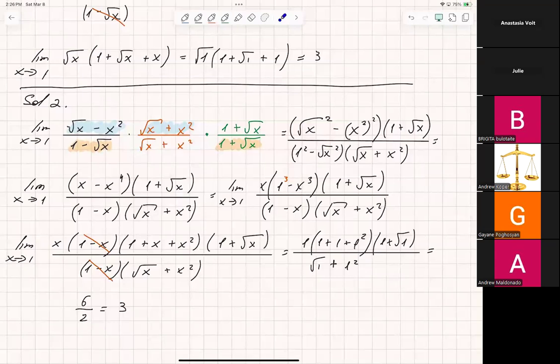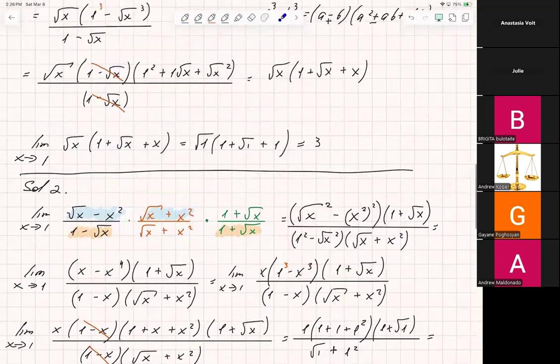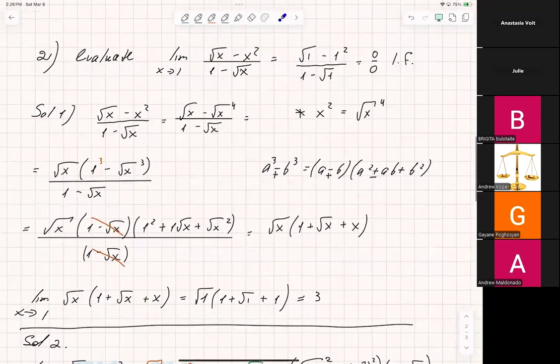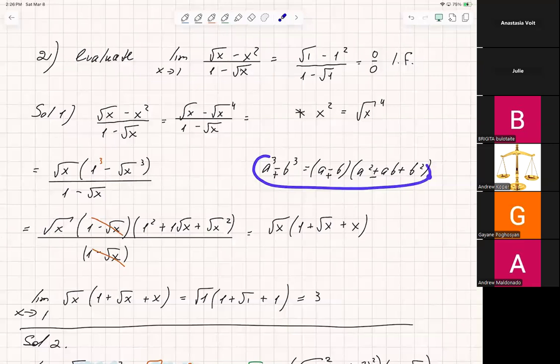So you choose your own approach. As you can see, one problem can be solved in different ways, depending on what you are more comfortable with, or if you see some approach right away. So try different things. As long as you apply the formulas correctly, everything should be fine. Okay. Next problem.